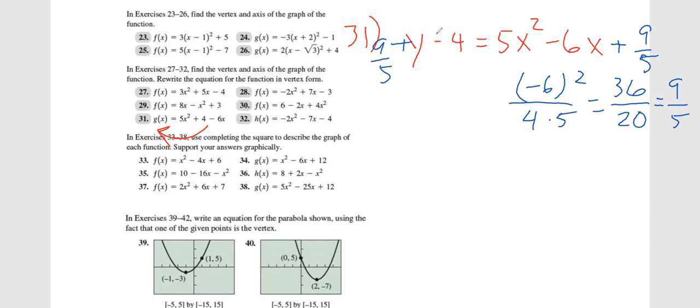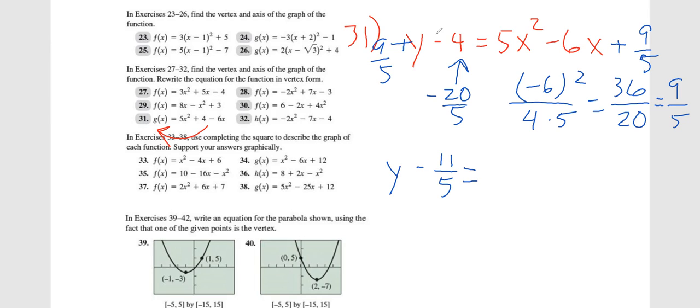Now this would be negative 20 over 5, specifically. So if I put those together, I end up with y minus 11 fifths, right? Because you have 9, take away 20, and you get negative 11 over 5. Okay.